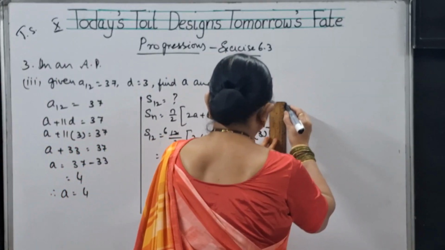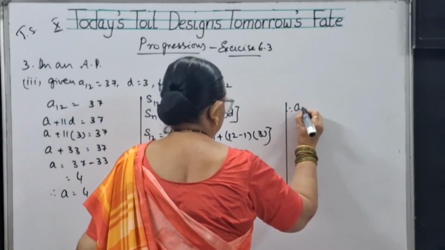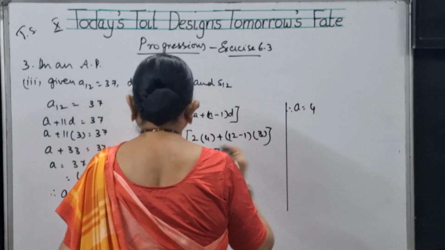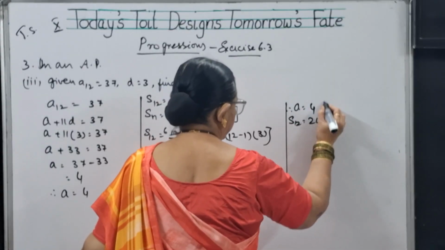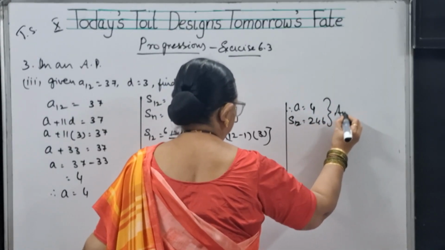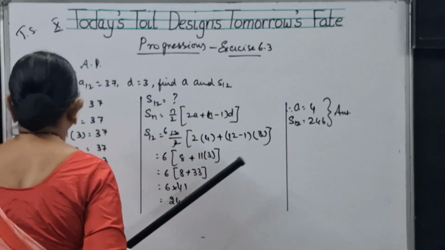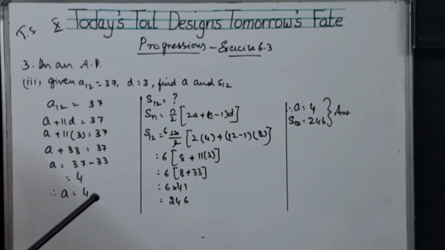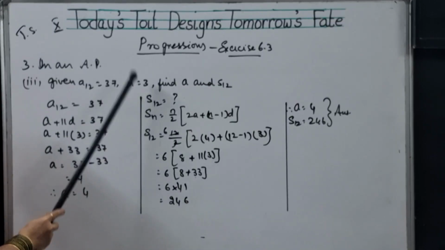So the problem is asking you to find out A. Therefore, A is equal to 4 and S12 is equal to 246. These two are the answers for this problem, children. So let me explain you once again. Here in this problem they have given A12 is 37 and D is 3.